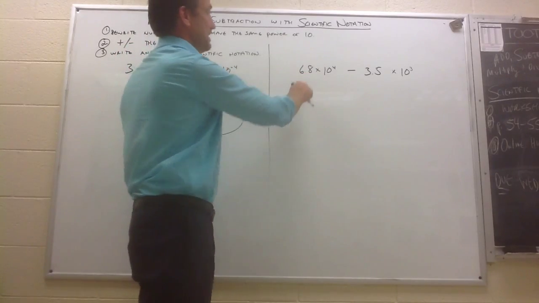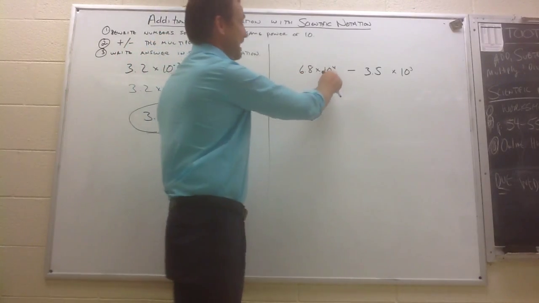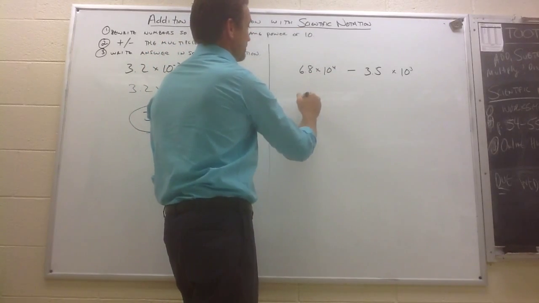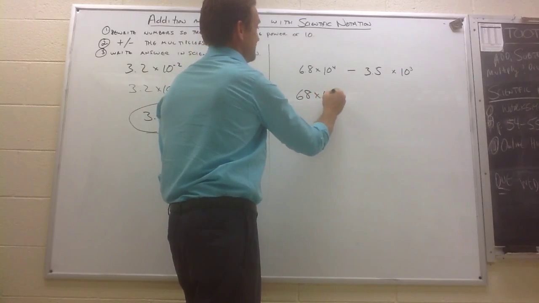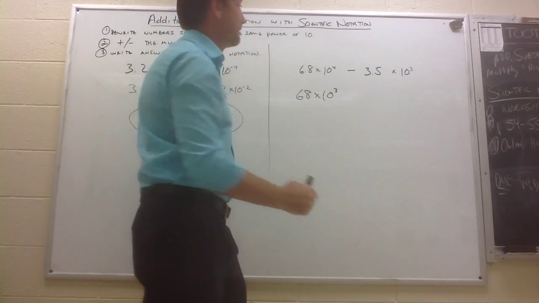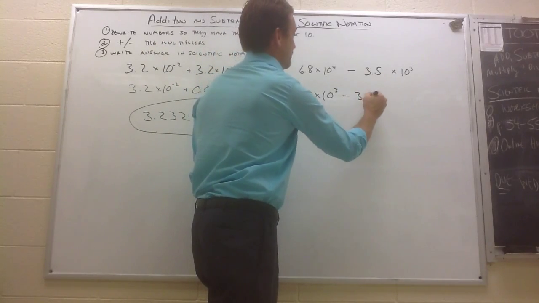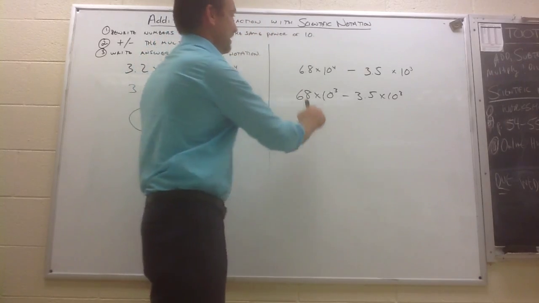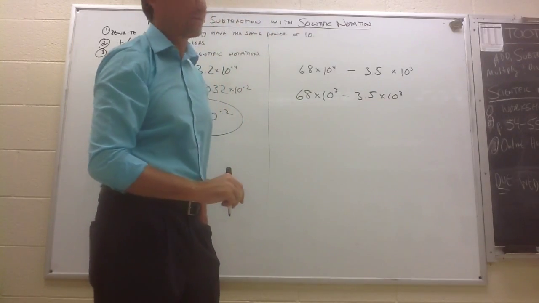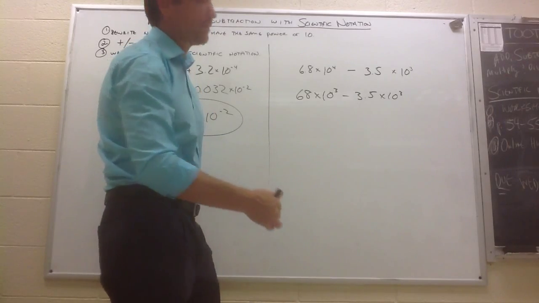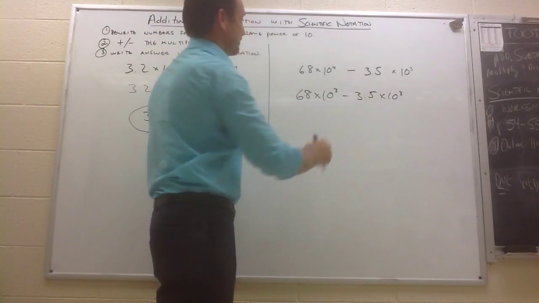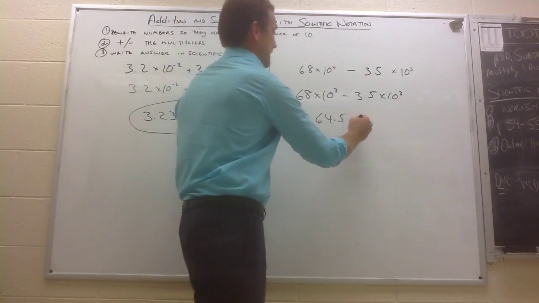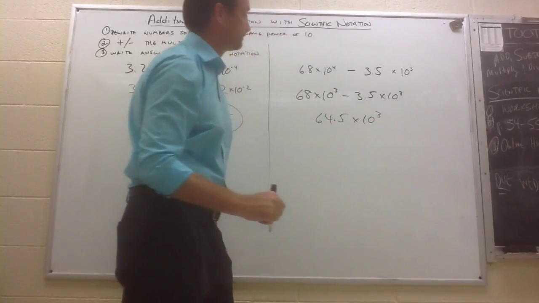I'm going to move my decimal 1 place to the right and decrease this exponent by 1. So here we go. If I move this decimal to the right, it becomes 68 times 10 to the 3rd minus 3.5 times 10 to the 3rd. Okay, so now that I've rewritten these so that they both have the same power of 10, we can subtract the multipliers. 68 minus 3.5 would be 64.5 times 10 to the 3rd.